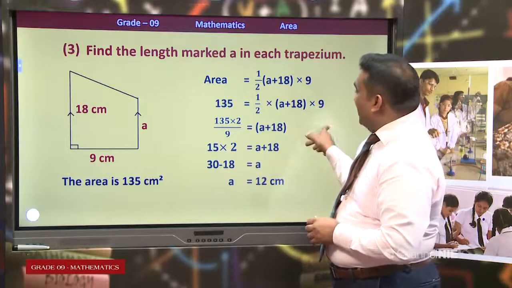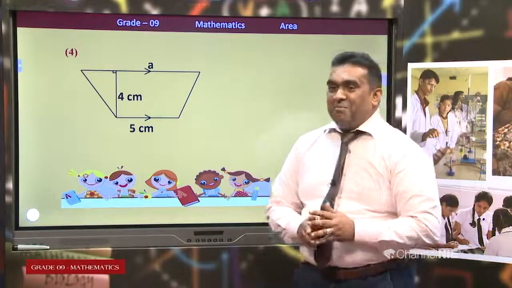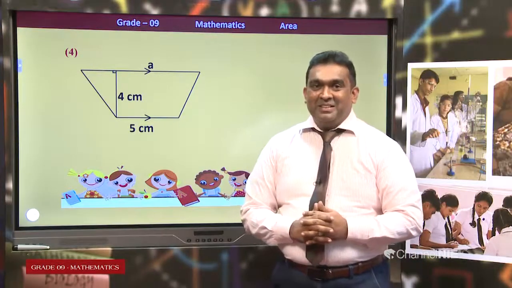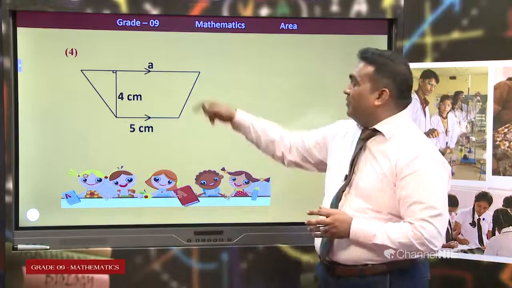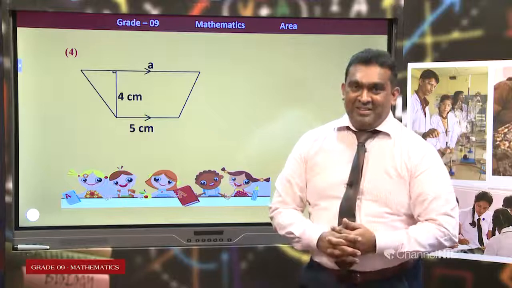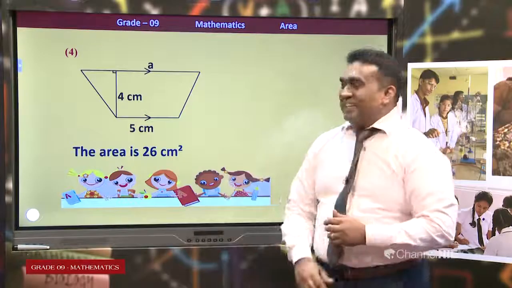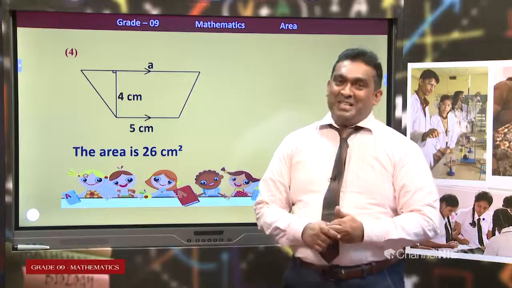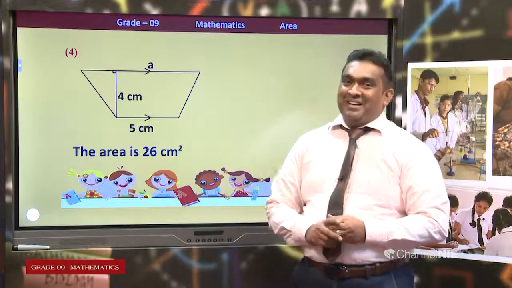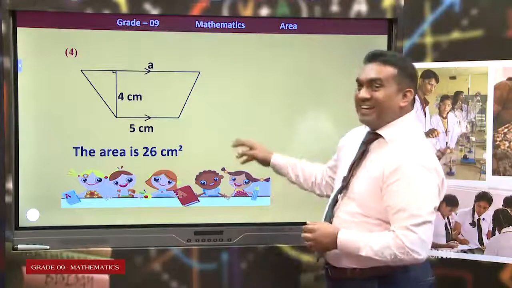Now we will see the next one. There is a missing one, but you want to find out the value of a. You don't have the area. What to do? You have to find out. Okay, I will give it to you. Area is 26 square centimeter. Now you have the area. Then you can form the formula. How?